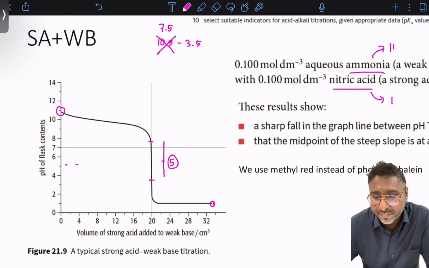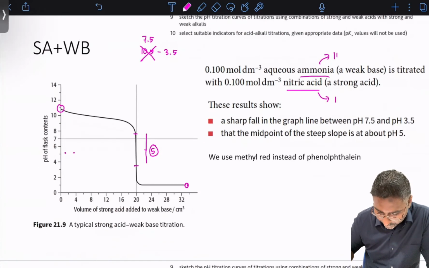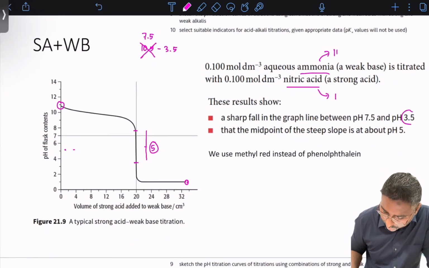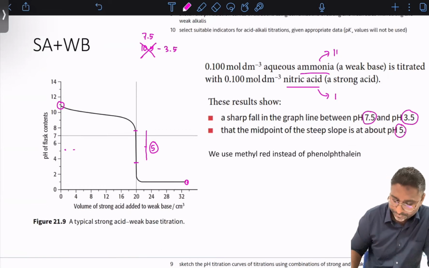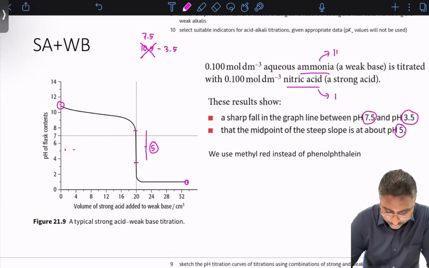Okay, the midpoint is 5. So these are the numbers that I want you to remember: 3.5, 7.5, midpoint is 5. Okay, so using this, let's actually see which one is a suitable indicator.